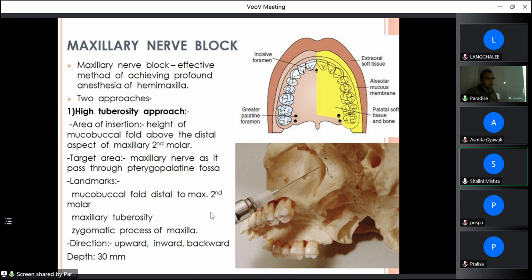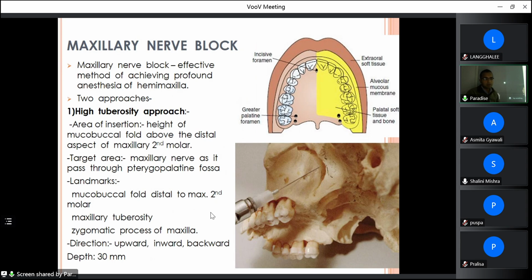Next is the maxillary nerve block. You can directly block all the divisions of the maxillary nerve. The maxillary nerve is the second division of the trigeminal nerve. So maxillary nerve block is an effective method of achieving profound anesthesia of the hemi-maxilla. Half of the maxilla will be anesthetized simultaneously. There are two approaches: one is the high tuberosity approach, and the other is the greater palatal foramen approach.